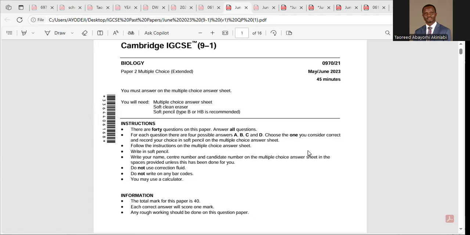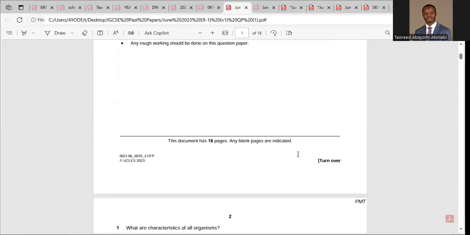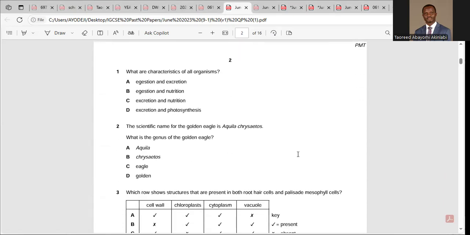Now, looking at the review of this question, for question 1, what are characteristics of all organisms? The right option there is option C, that is excretion and nutrition.